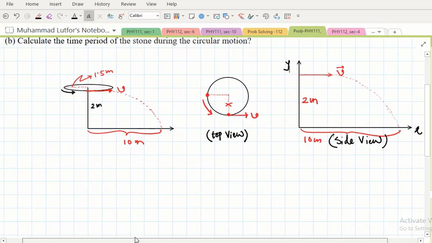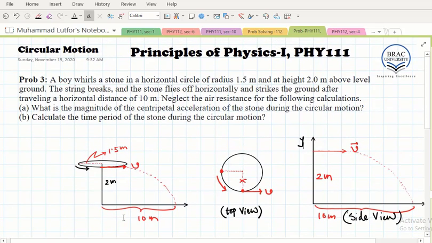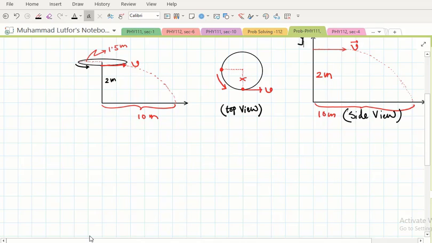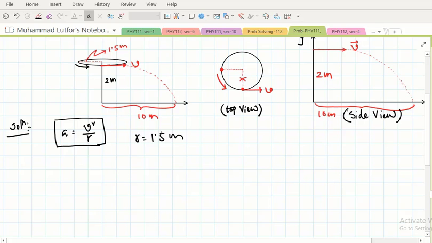Now for the first question, the centripetal acceleration, we know the magnitude is given by a equals v squared over r. This is the formula, where r is the radius that's given, which is 1.5 meter. Now v is the speed, and we have to find the speed when it just flew off.